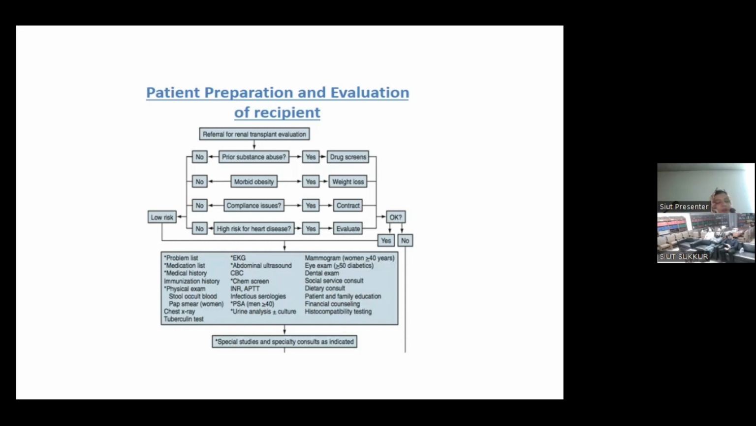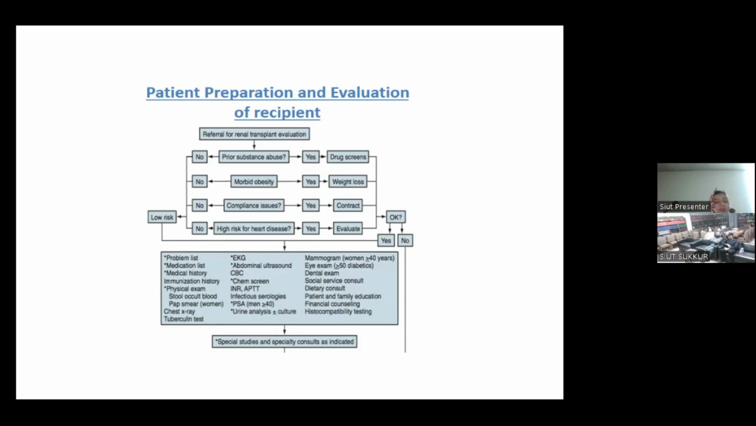That includes a series of investigations. We have to list all the problems the patient has: medical problems, medical history, immunization history. We should examine the patient thoroughly. A lot of tests have to be done. Pap smear has to be done in women. For women more than 40 years, we have to go for the mammogram. Eye exam has to be done for patients more than 50 years who are also diabetic. Some baseline tests, EKG, ultrasounds, everything has to be done. And PSA has to be done for men who are 40 years or older. Urine cultures are also an important part of the investigations.